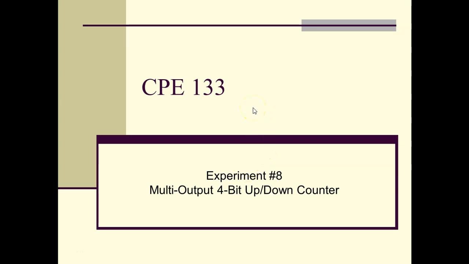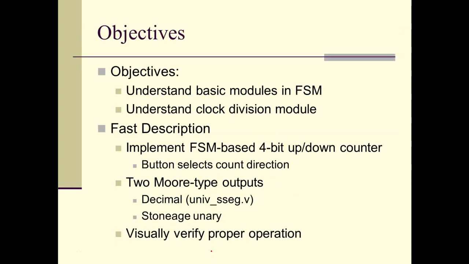This is CPE 133. This is experiment 8, and what we'll be doing in this experiment is designing a 4-bit up-down counter. The objectives of this experiment are to basically understand a finite state machine. So we will be designing a finite state machine in this experiment kind of at a medium level. A low level would be a gate level, which we don't do anymore. High level would be behavioral modeling, which we'll get to next.